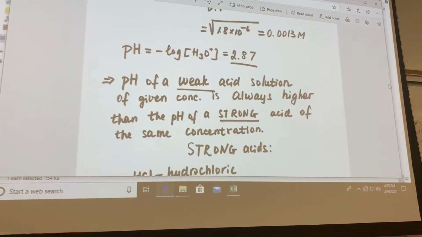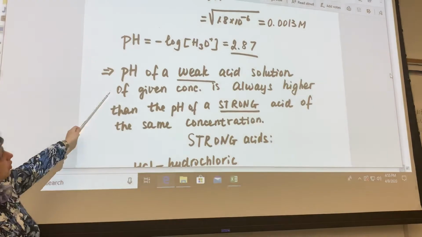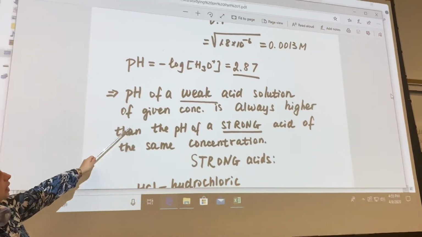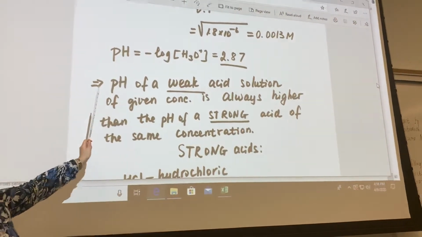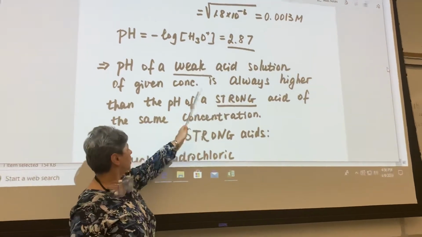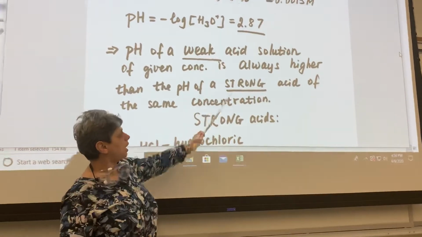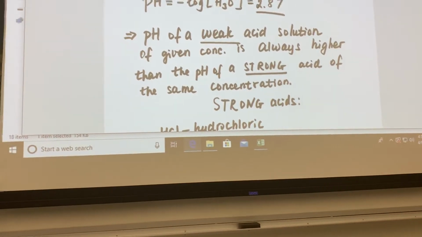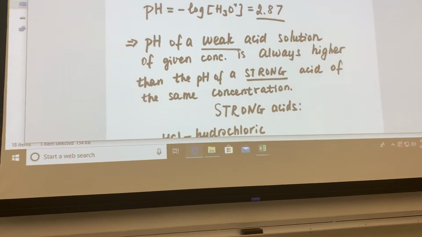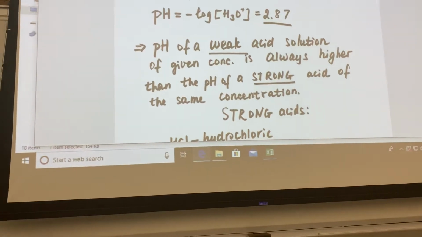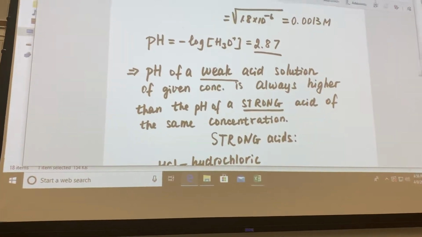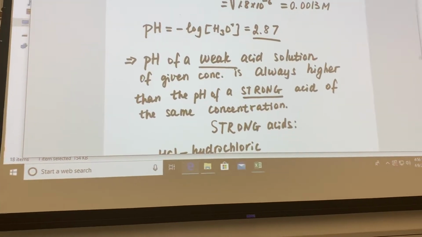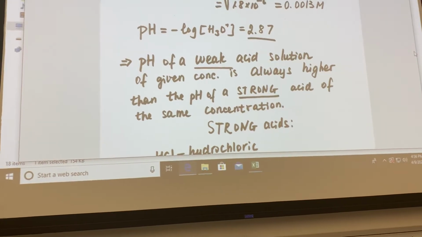So what I summarized here is I wrote that the pH of a weak acid of a given concentration is always higher than the pH of a strong acid of the same concentration. Remember, higher pH means lower concentration of hydronium ion. So this emphasizes that a weak acid has a lot fewer hydronium ions compared to a strong acid.